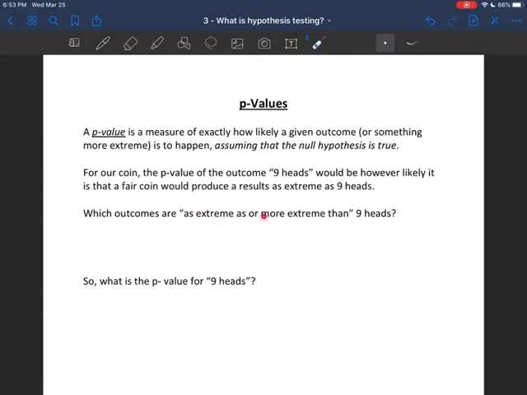So what do I mean by as extreme as 9 heads, or as extreme or more extreme than 9 heads? Which outcomes would qualify as being as extreme as 9 heads or more extreme? Well, obviously 9 heads would qualify.